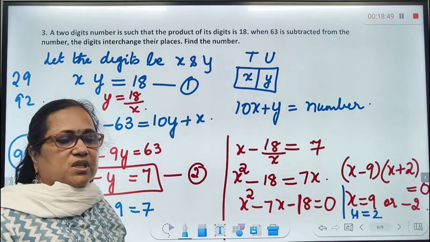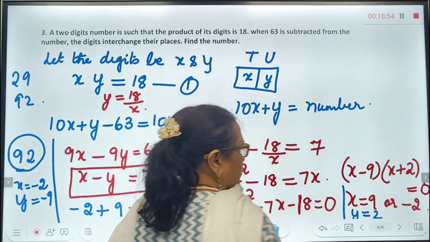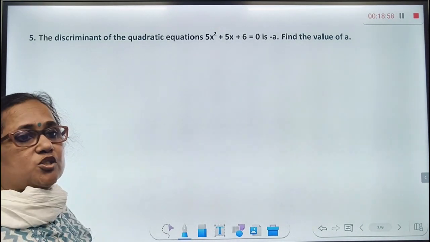Are you able to follow? So, what is the number? The number is 92. Digits we normally assume to be positive.